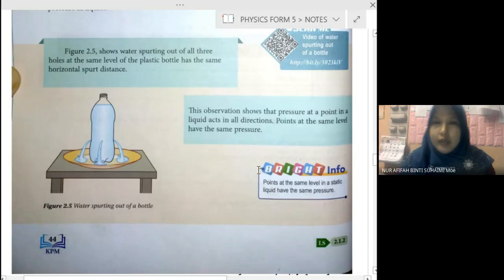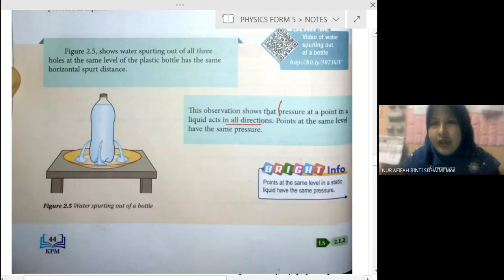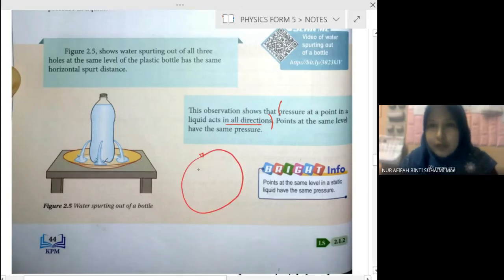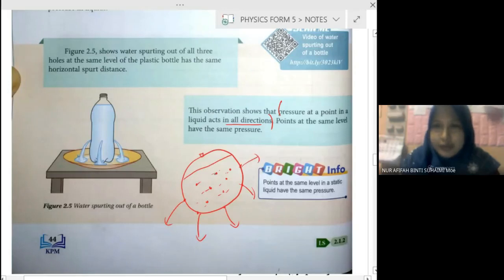This one to show that pressure acts in all directions. Okay, if you put a plastic bag filled with water, and then we prick with a needle. Okay, got hole. I make a hole around the bag, so the water will spurt out with the same pressure.